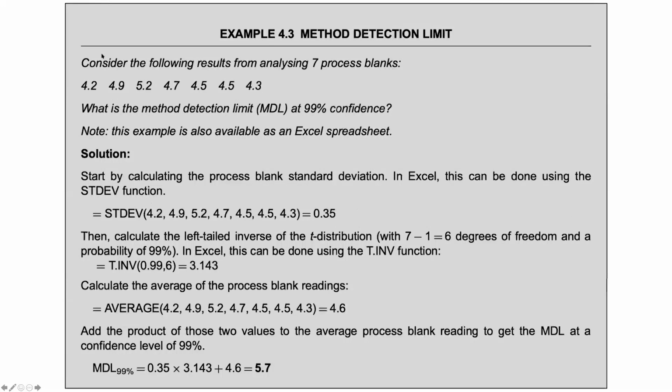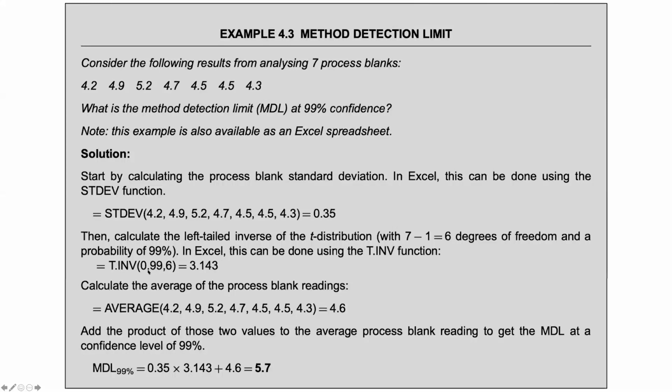The method detection limit, again, we analyze process blanks. Let's do an example here. So suppose we have the following results from 7 process blanks that were analyzed, and we need to calculate the method detection limit at 99% confidence. So it's a pretty similar procedure. The one difference is that in the standard methods, it requires you to use the t inverse instead of the normal inverse. And we use it at 99% instead of 95%. So standard deviation, you calculate that from all 7 samples. You calculate the inverse of the t distribution.